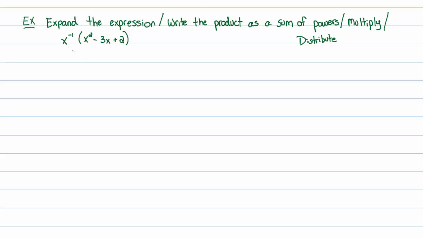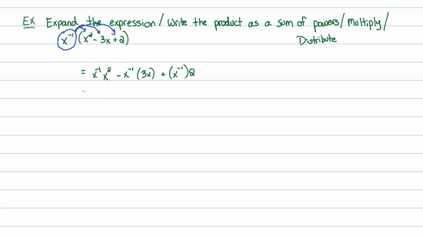Now recall with distribution, you take the factor on the outside and you distribute it to each object on the inside of the parentheses. Remember, every term on the inside of the parentheses gets this x to the negative 1 attached to it. This is no different than what you learned way back in pre-algebra or your initial algebra course. So you get something like x to the negative 1 times x to the second power minus x to the negative 1 times 3x plus x to the negative 1 times 2. And then you can clean this up.